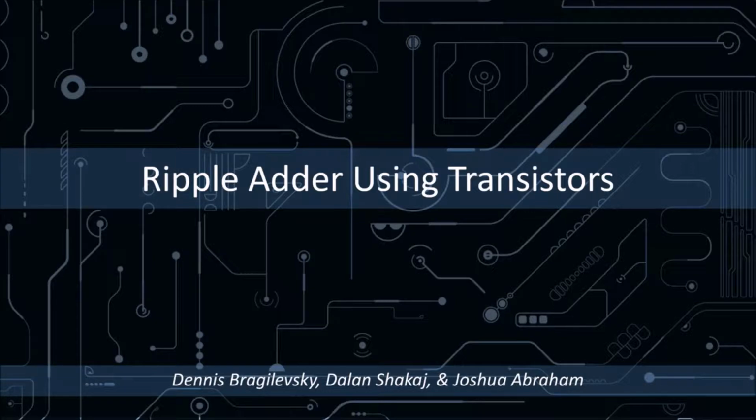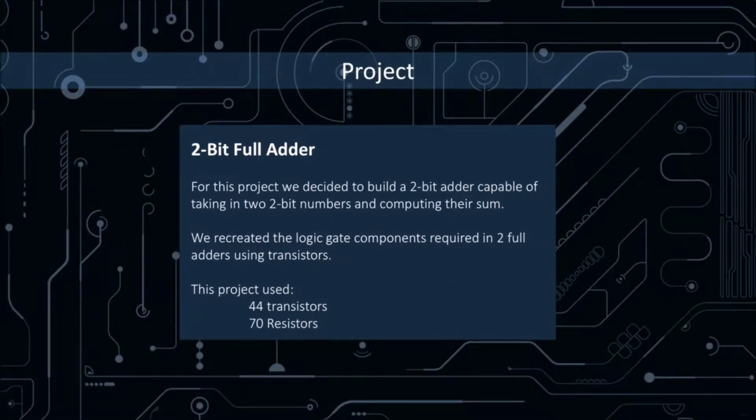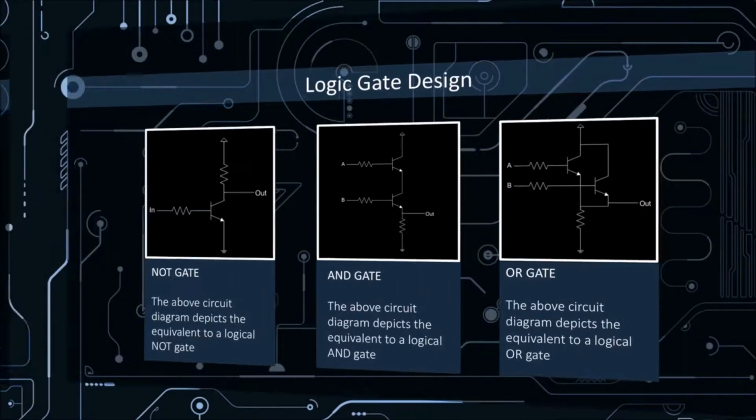For our project for ECS 2210, our group, consisting of Dennis, Josh, and Delan, decided to build a ripple 2-bit adder using transistors. The circuit is capable of taking two inputs of 2-bit numbers and computing their final sum. In order to do this, the adders we created are composed of logic gates built from transistors. Overall, the total transistors used in our circuit is 44, and the total resistors are 70.